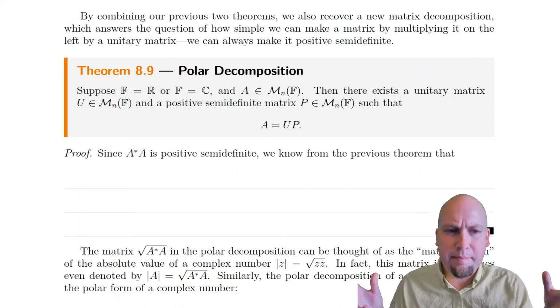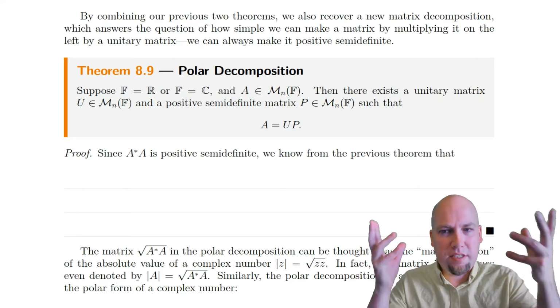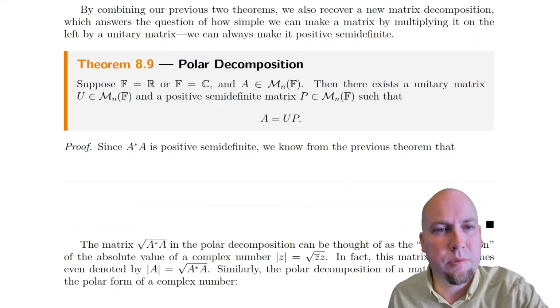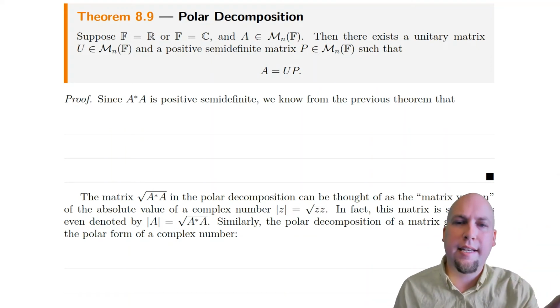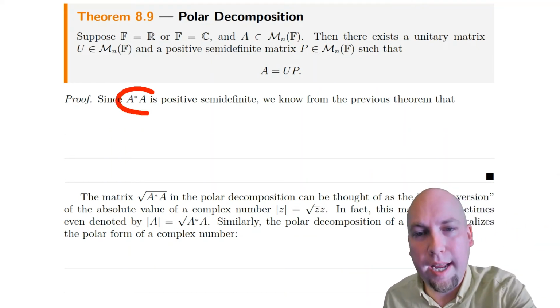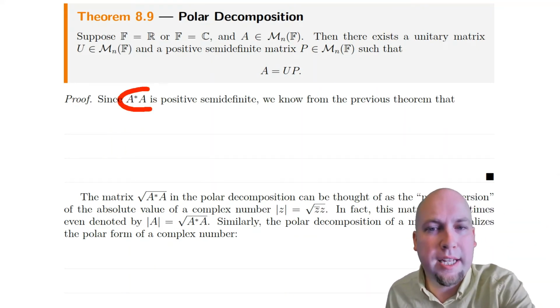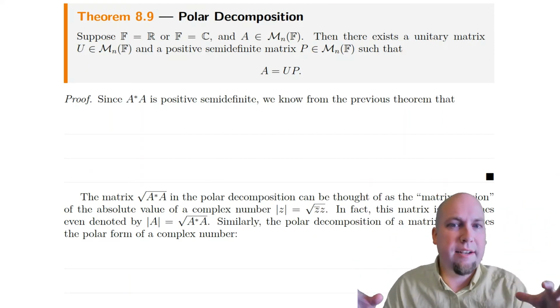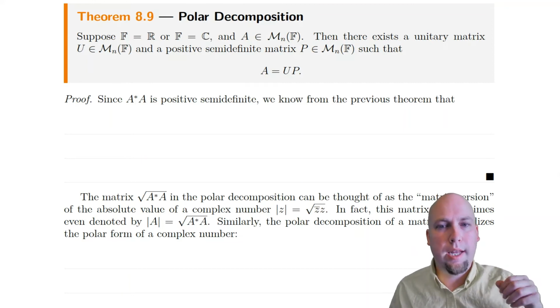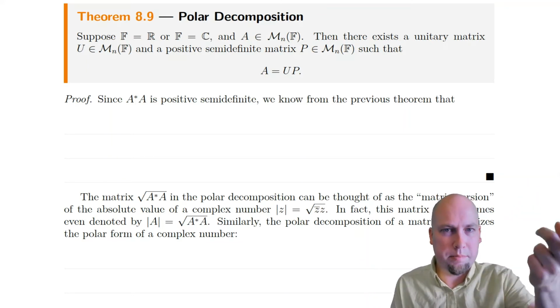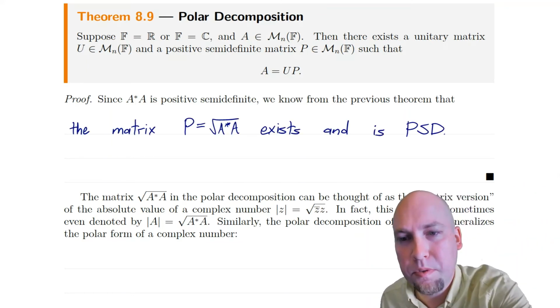How can you break every matrix down in this way? It's just going to follow from the principal square root of a matrix really quickly. Here's the setup. Instead of considering A itself, let's consider A star A, and note that A star A is of that special form that every positive semi-definite matrix is of. So we know that this is positive semi-definite, and if it's positive semi-definite, then we know from the previous theorem that it has a principal square root.